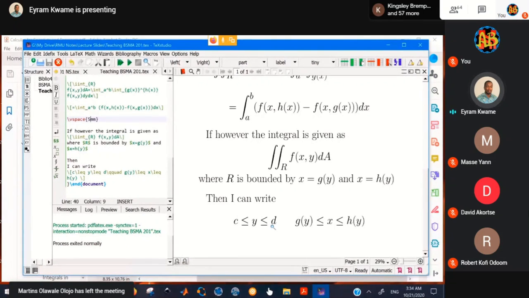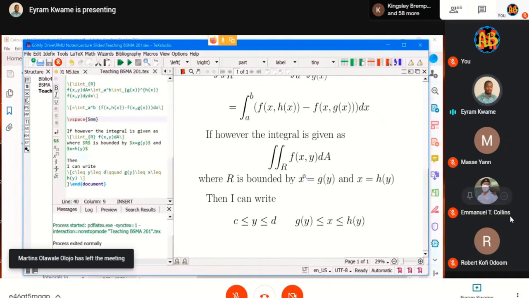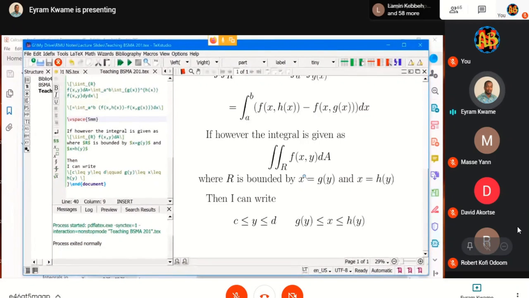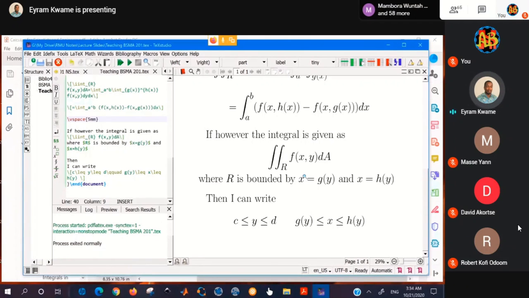Does that make sense? So depending on the region, and which one is very easy for you to do. You are given a situation where you have to think about what is the best way to describe the region. Is it easier for me to write it as a function of x or as a function of y? And depending on which one you have, that would determine the order of the integration. In this case, the order of the integration will be given as this.